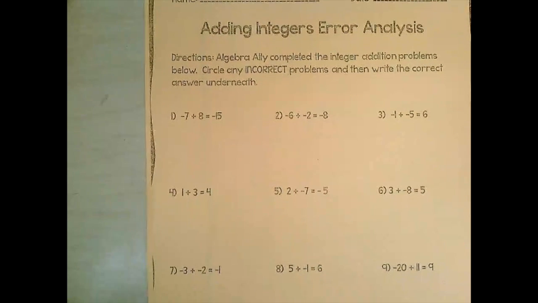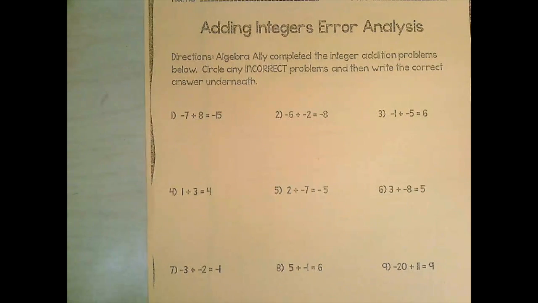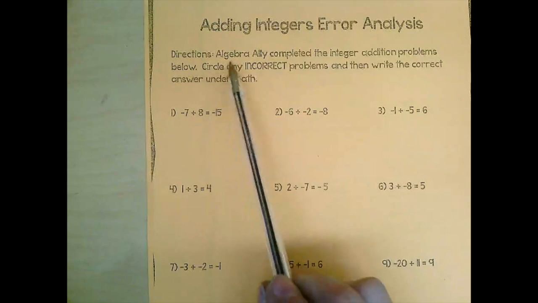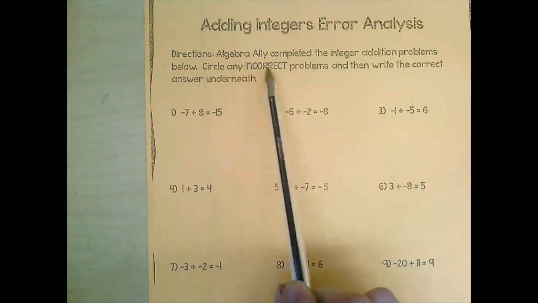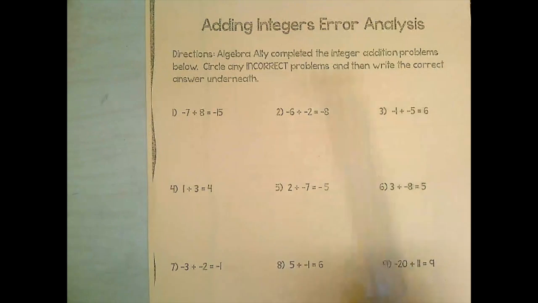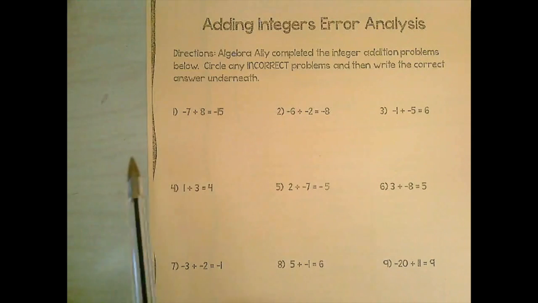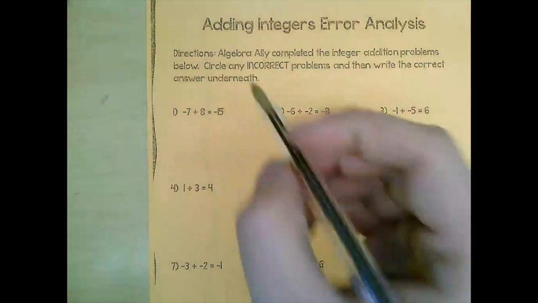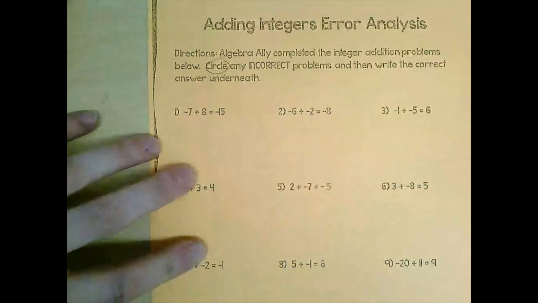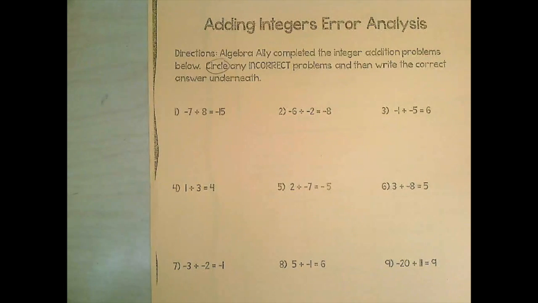On the back side, we're trying to analyze people's work for errors. So the directions say, Algebra Ali completed the integer addition problems below. Circle any incorrect problems and then write the correct answer underneath. So as you think about your problems, you need to determine for each one if it was solved correctly or incorrectly. If it was solved correctly, you can leave it as it is. If it was incorrect, you need to circle the incorrect problem and write your answer below.